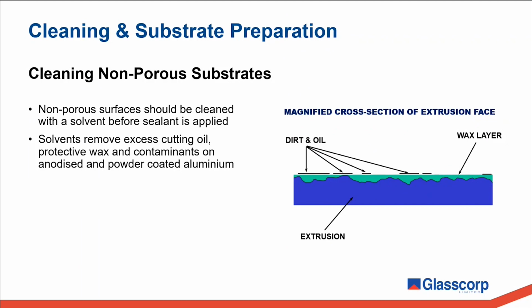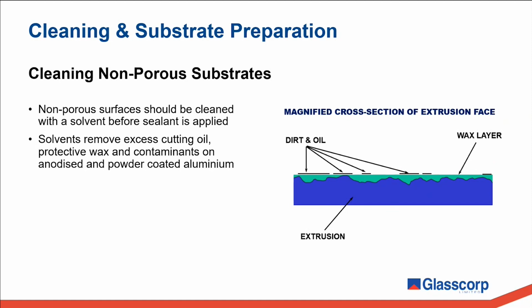Non-porous surfaces are typically smooth and as standard should be cleaned with a solvent before sealant is applied. In a lot of these applications where the sealants will be used, we'll be working with anodized or powder-coated aluminium framing. Solvents have been shown to be very good at removing excess cutting oil, wax, and contaminants on these particular surfaces. And that's what the schematic is showing here, just a magnified cross-section of an aluminium extrusion showing how waxes and oils sit on the surface.